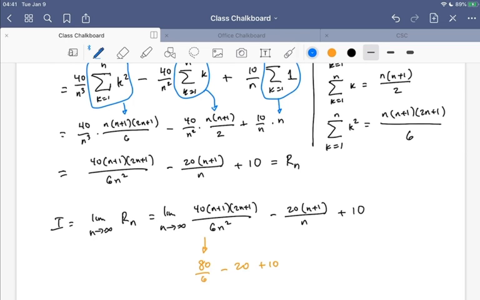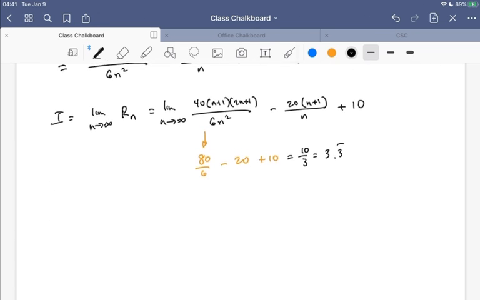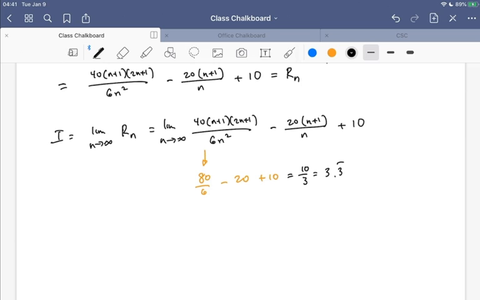If you simplify, this is equal to 10 thirds, which of course is 3.3 repeating. I just did a quick calculator thing there. Now we can double check our answer to make sure that this is correct, because now we also have the fundamental theorem.